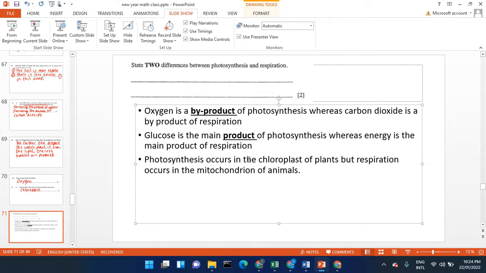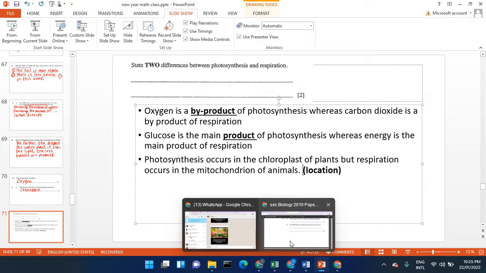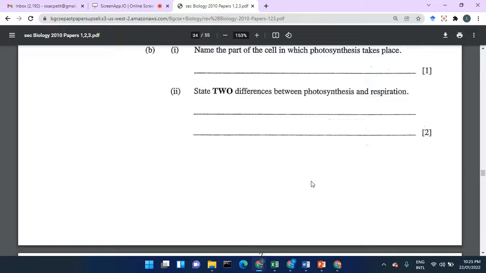So where's the difference? Well, the difference lies in the byproducts. The difference lies in the products. And the difference also lies, I will put here, in the location. So we can point out three differences. Certainly they only ask us for two, but here I'm giving you more. We can point out differences in terms of byproduct, product, and also location. Even though we're almost done with this section, we're not done yet.